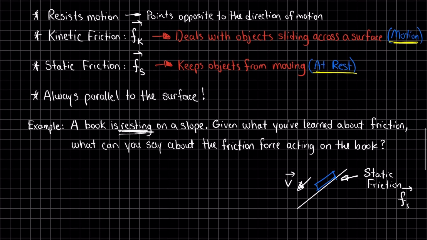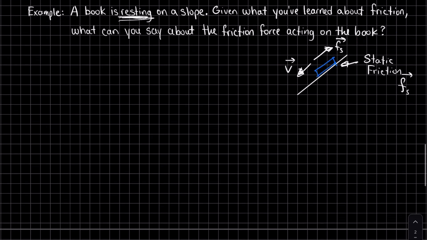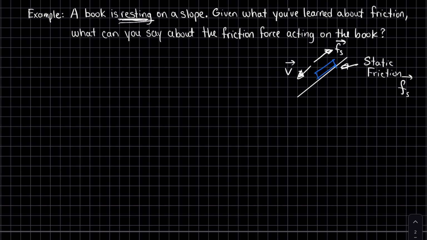I know it's going to point opposite to the direction of motion, so it's just going to be completely the opposite way. And it is always parallel to the surface. I find that this line for Fs is parallel to the incline itself. So here are two things that I can say. I can say that there is a static friction force directed up the slope.